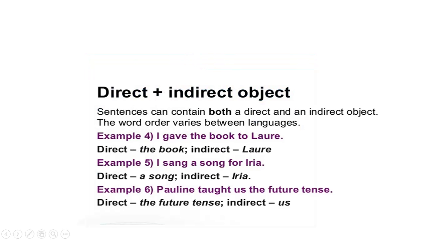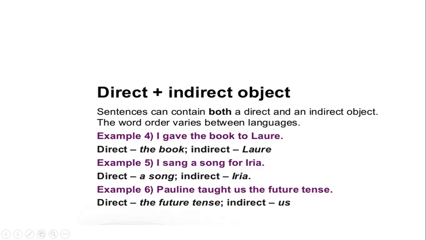Now here are some more examples regarding direct and indirect objects. Sentences can contain both a direct and an indirect object. The word order varies between languages. For example, I gave the book to Laurie. I is a subject, gave is a verb. What about book? Book is a direct object and Laurie will become an indirect object. Here is another example. I sang a song for Iria. Now, Iria is an indirect object while song is a direct object.